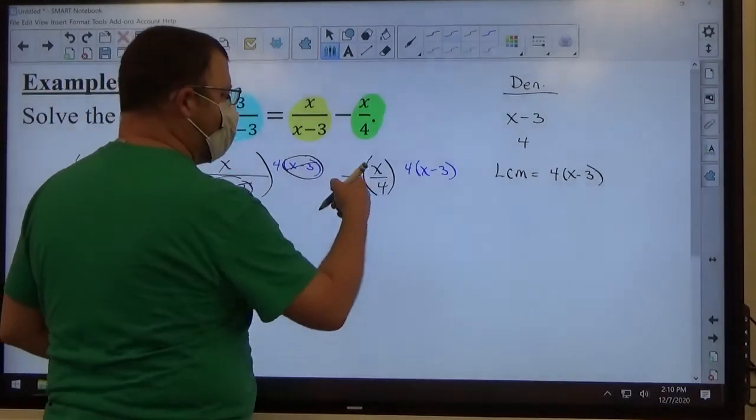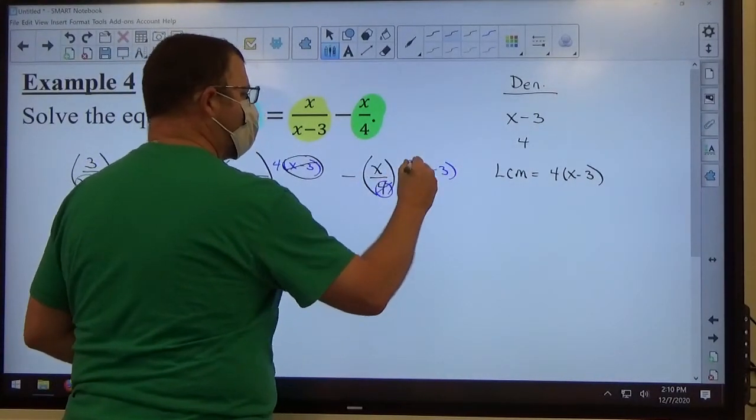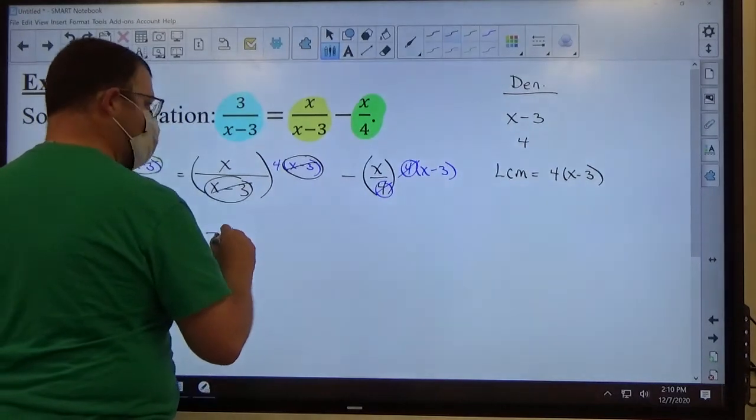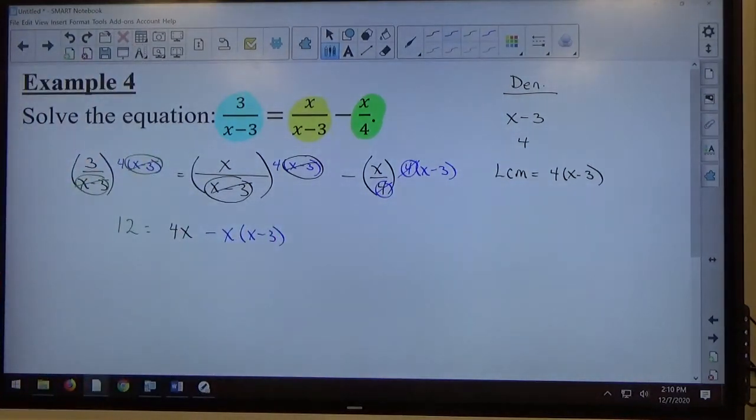And then here I've got x over 4 times 4 times x minus 3. The 4 matches the 4, they cancel. Leaving me with minus x times x minus 3. Okay. And the end effect of all that is that all the fractions disappear and you're left with an easier problem.